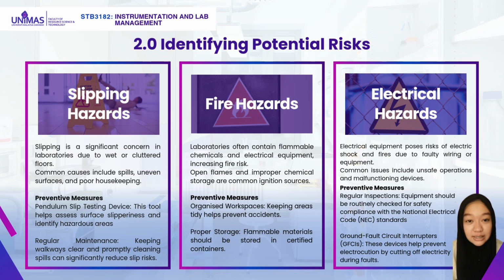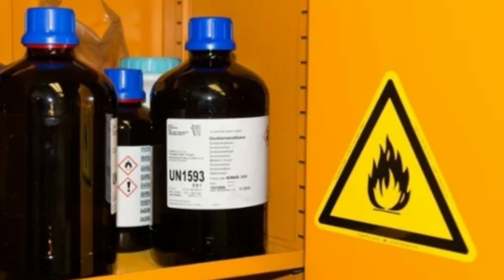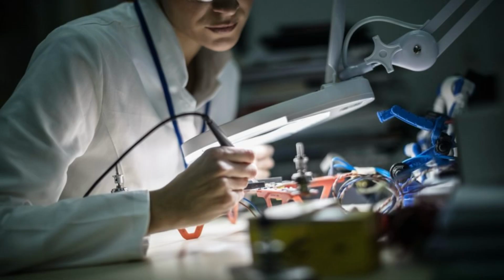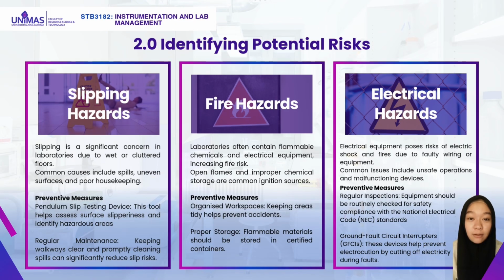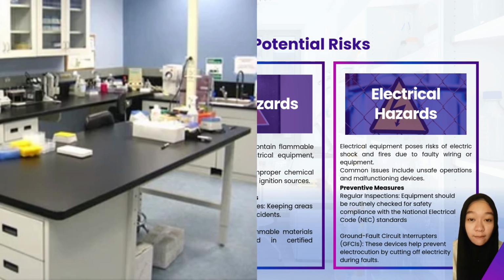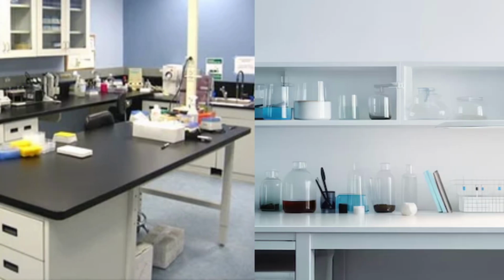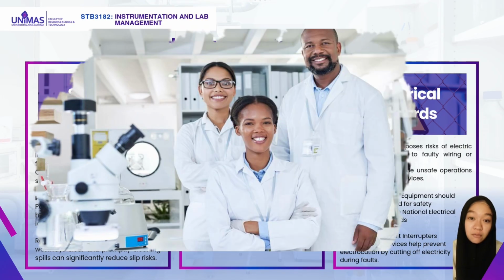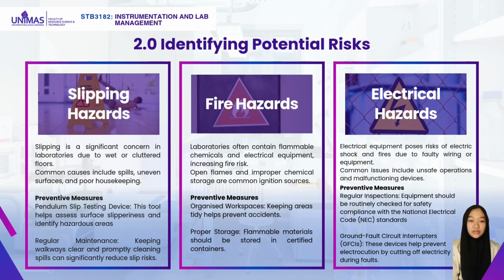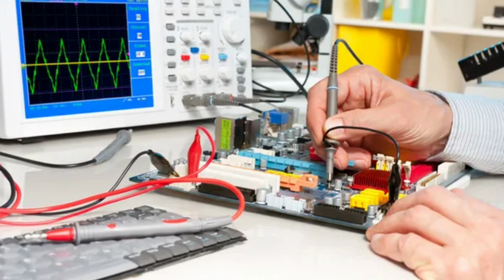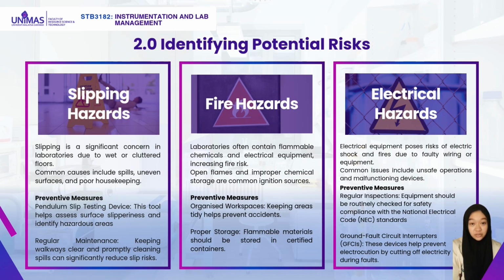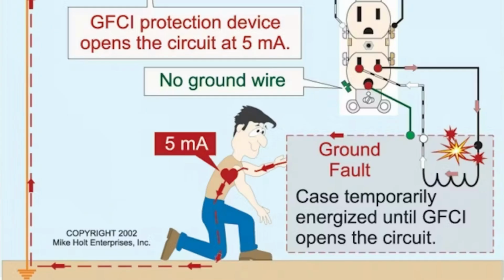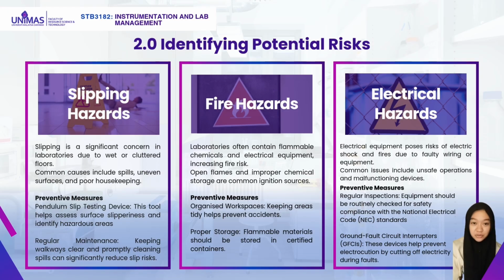The second risk is the fire hazard. Fire hazards are critical as laboratories often contain flammable chemicals and electrical equipment. Preventive measures include keeping workspaces organized, properly storing flammable materials in certified containers, and providing regular fire safety training for the staff. Electrical hazards pose serious risks as well. Regular inspection of electrical devices is essential to ensure compliance with the National Electrical Code, in short NEC. Ground fault circuit interrupters can help prevent electrocution, but their effectiveness relies on proper maintenance.